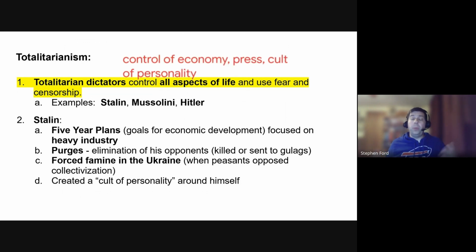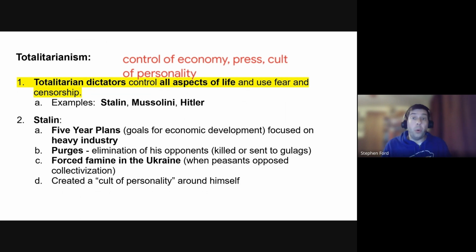We looked at things where Stalin was like Father Stalin, but also like Stalin means steel. He's also super strong. So there is that. I'm just giving you here an example with Stalin and the 5-year plans. That's the control of the economy, right? Purges, eliminating your enemies. That's another characteristic. I didn't talk about it up here, but use of fear, eliminating your opponents.